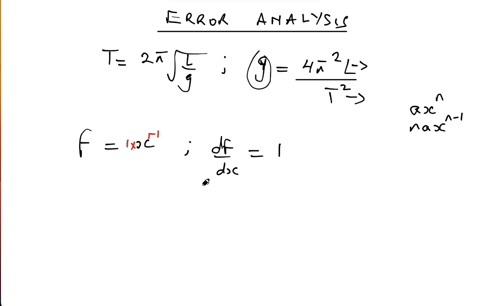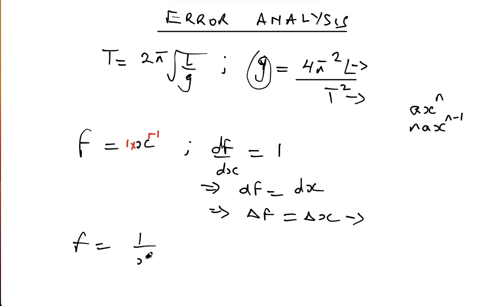So the next thing I want to do here is to cross multiply. So when you cross multiply, you have that df equals dx. So you can simply change this to change in f equals change in x. So meaning that if the function you are given is in terms of x and you know the error in x, so for this particular one, the error in x is the same thing as the error in f. Let me make it a little bit more complicated. What if I have f equals 1 over x?